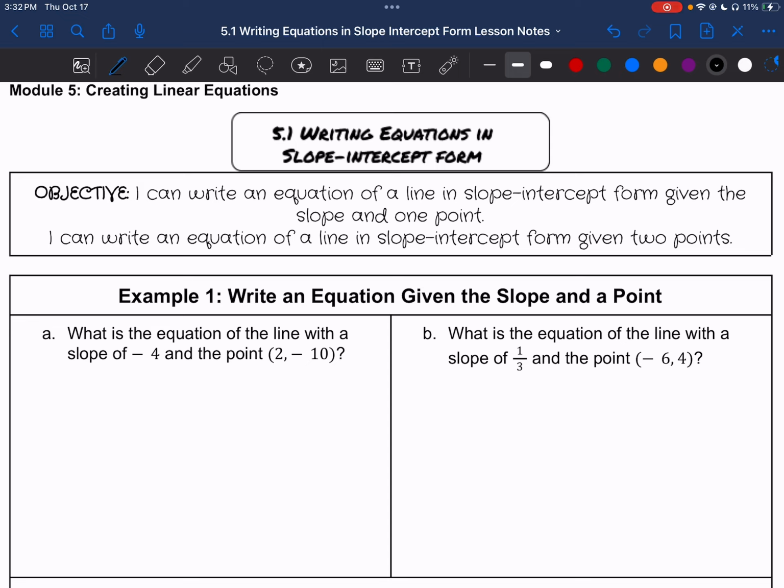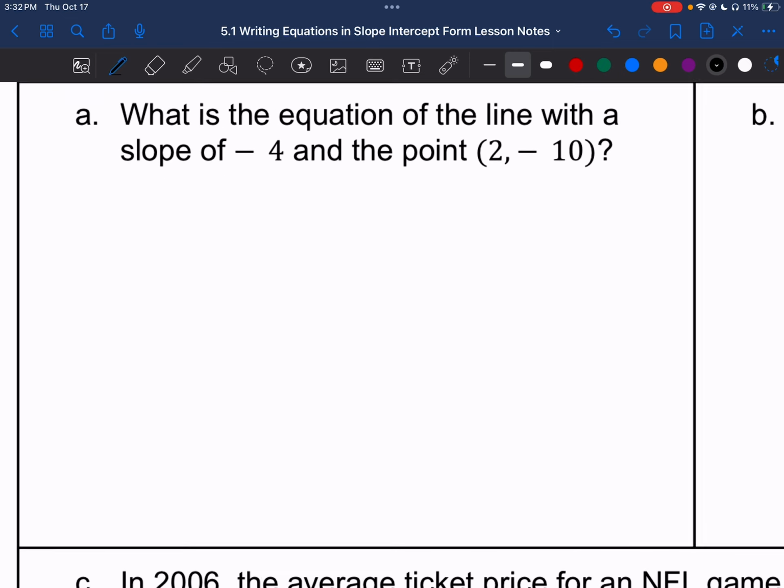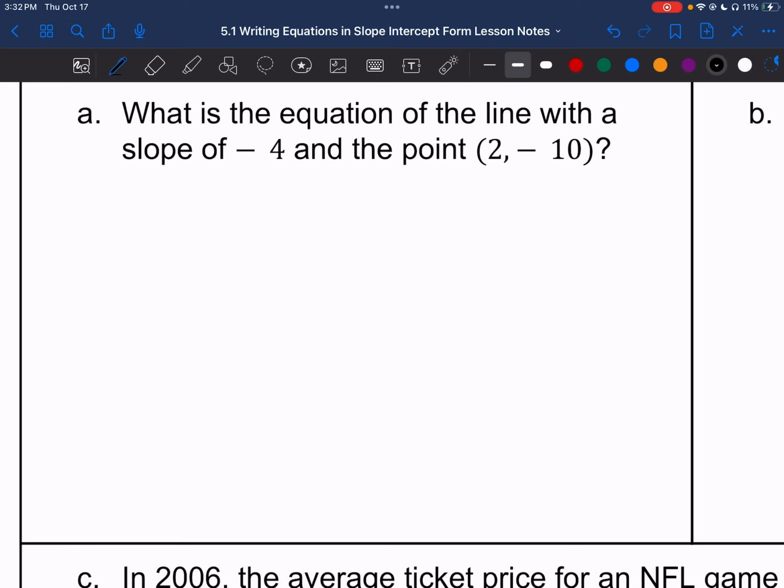So our first example is going to be looking at writing an equation given the slope and 1 point. We want to know what is the equation of the line with a slope of -4 and the point 2, -10. Well, we're going to start off with what is our slope-intercept form again? It's y equals mx plus b. And let's take a look at our equation. Are there pieces of information that I already know?